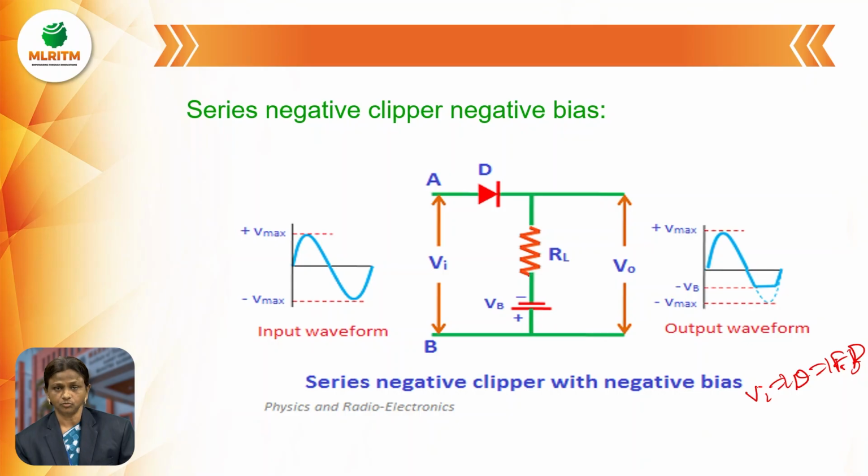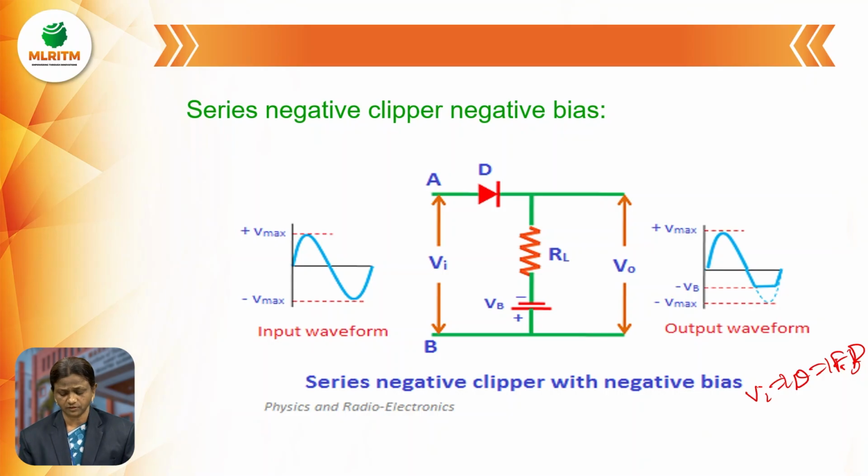Why is it called negative bias? The negative terminal is connected to diode D through RL, and the positive terminal is connected to ground. That's why this is known as series negative clipper with negative bias.